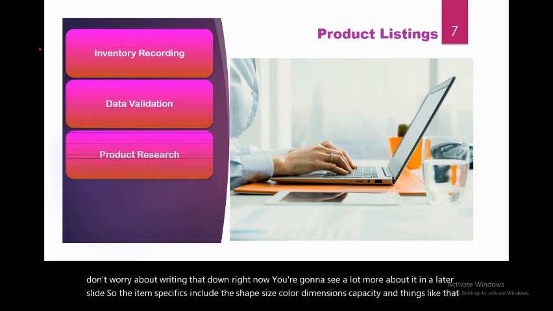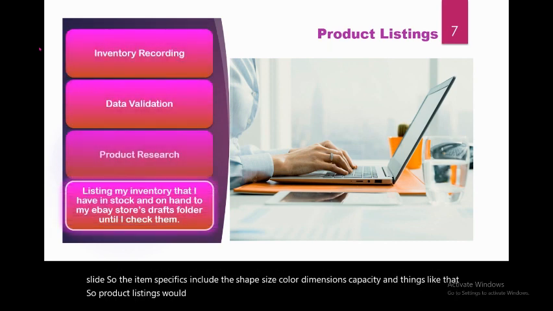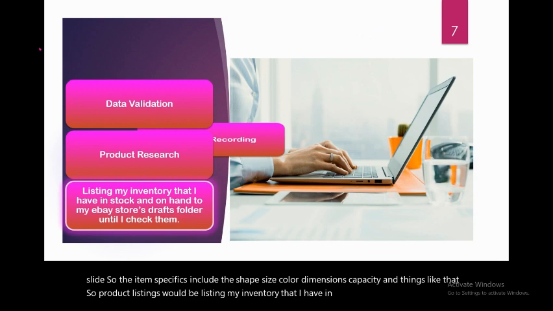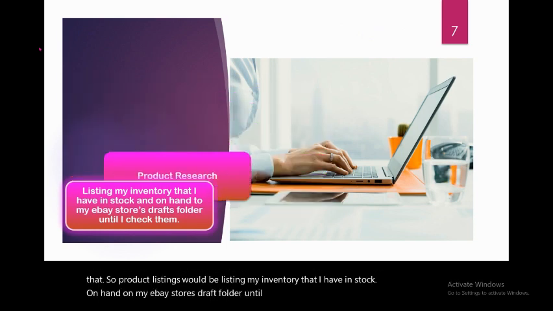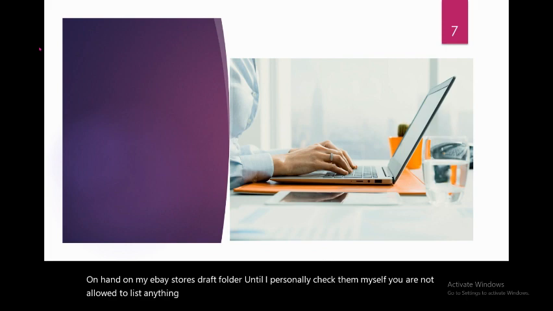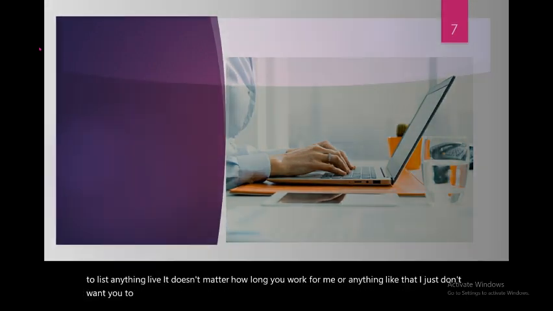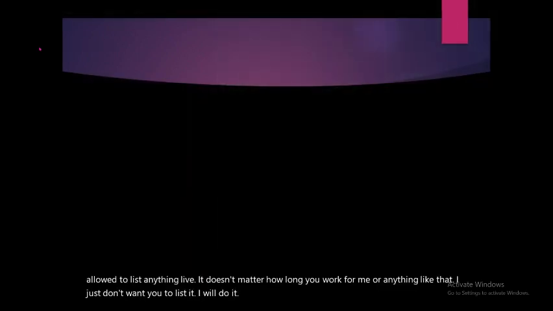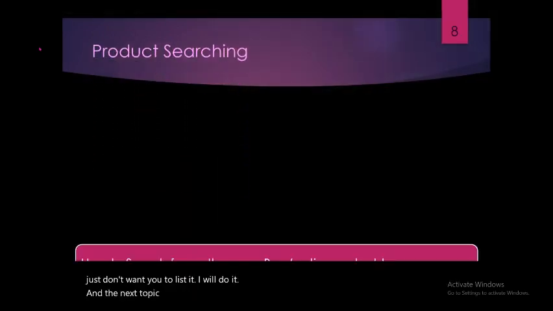So the item specifics include the shape, size, color, dimensions, capacity, and things like that. So product listings would be listing my inventory that I have in stock and on hand on my eBay store's draft folder until I personally check them myself. You are not allowed to list anything live. It doesn't matter how long you work for me or anything like that. I just don't want you to list it. I will do it.